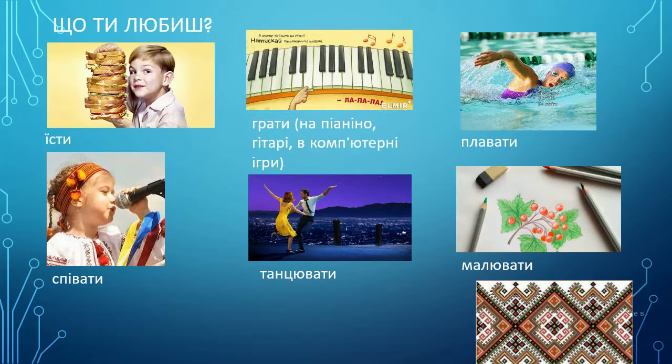To answer the question, що ти любиш? What do you like? We need to learn some new expressions. So, some new verbs in infinitive. Їсти. To eat. Грати. To play. You can use it with musical instruments. Грати на піаніно. Play the piano. Грати на гітарі. Play the guitar. Грати в комп'ютерні ігри. Play computer games.